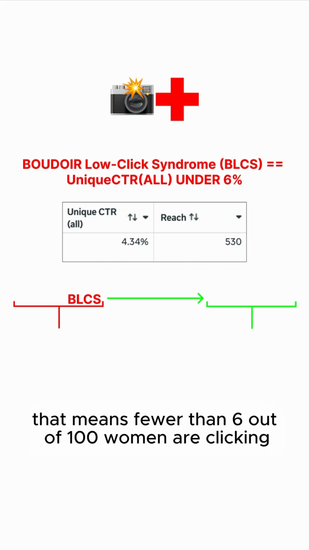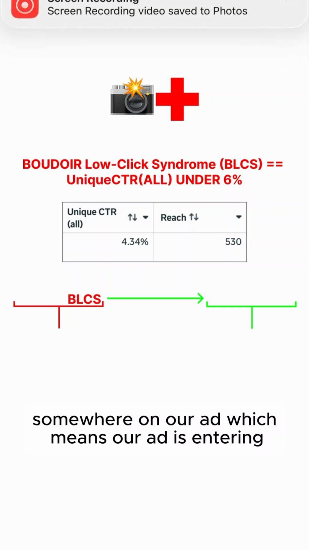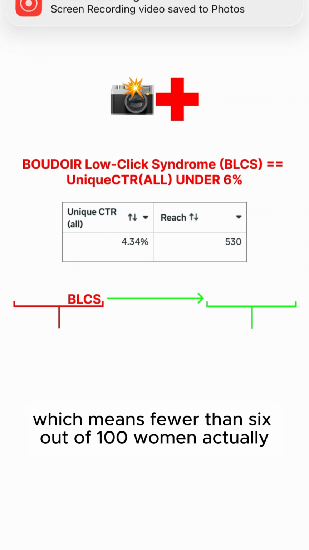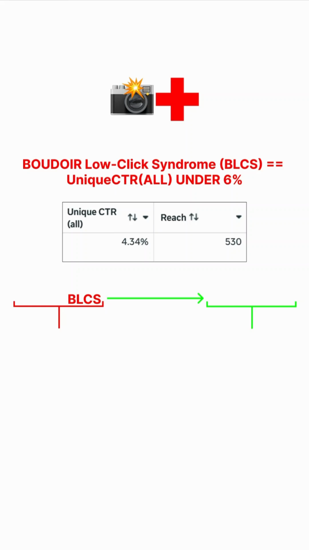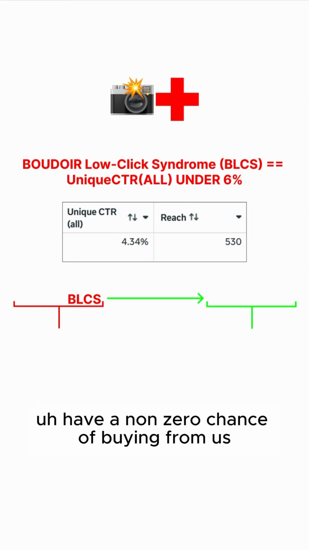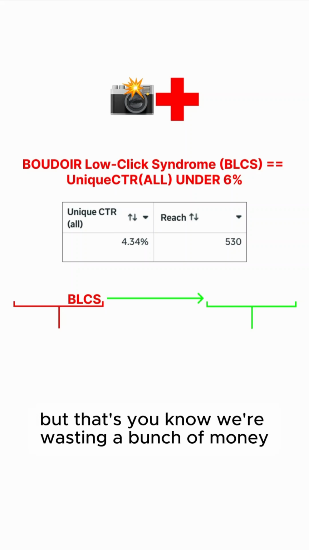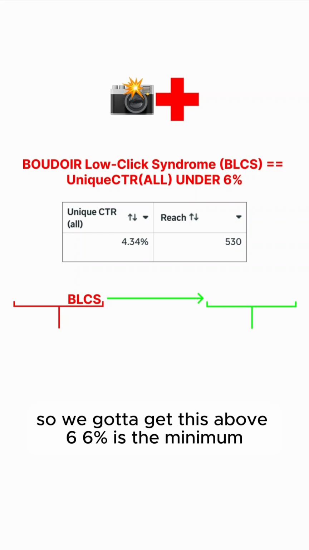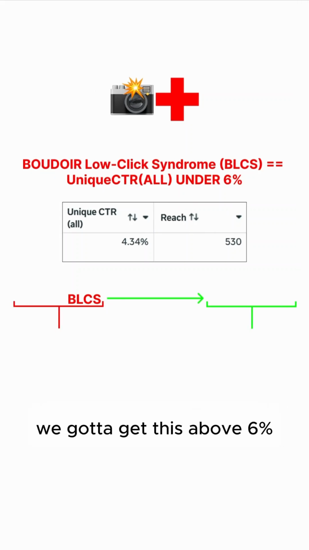That means fewer than 6 out of 100 women are clicking somewhere on our ad, which means our ad is entering fewer than 6 out of 100 women's brains, which means fewer than 6 out of 100 women actually have a non-zero chance of buying from us. We're wasting a bunch of money if those are our metrics. So we gotta get this above 6%. That's the minimum.